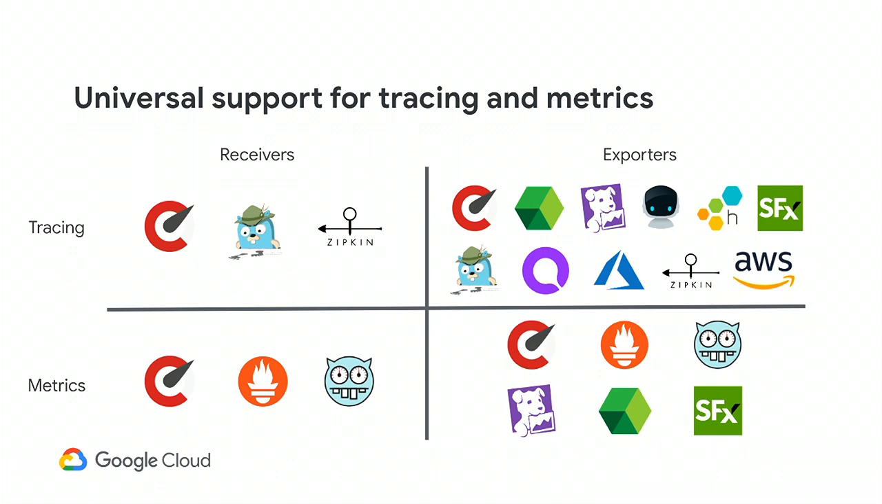So receivers are how you get data into the system, so either into the agent or into the collector. Exporters are how you get data out of the system. So all this translation is handled for you automatically, making it a truly vendor-agnostic solution.